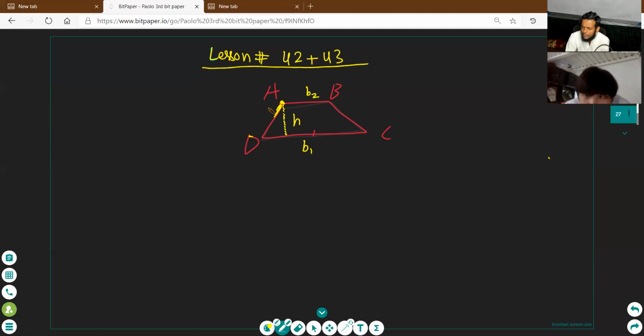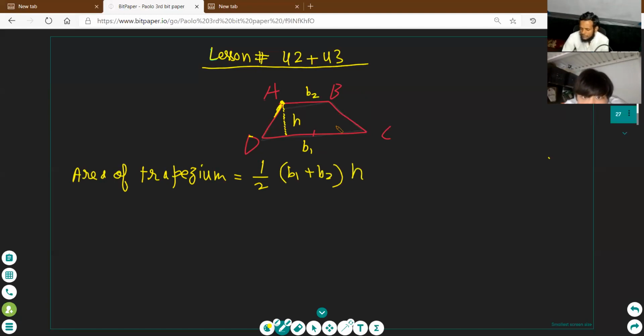And then understand the formula. Area of trapezium. These are non-parallel sides. We don't give them any name. Area of trapezium is equal to 1 by 2 (B1 plus B2) into H. Clear? 1 by 2, we take half of the sum of the bases and multiplication of height, the distance between them.